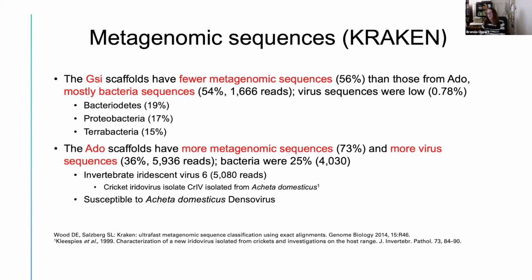But about 3/4 of the scaffolds from the house cricket, Acheta, were metagenomic sequences, and there were more virus sequences than bacteria. So this suggests that there could be a genetic component to the low number of viruses that we see in the banded cricket assembly, and could explain why the banded cricket is not susceptible to densovirus. So we are going to be looking at that more closely to see if we can determine what that is.